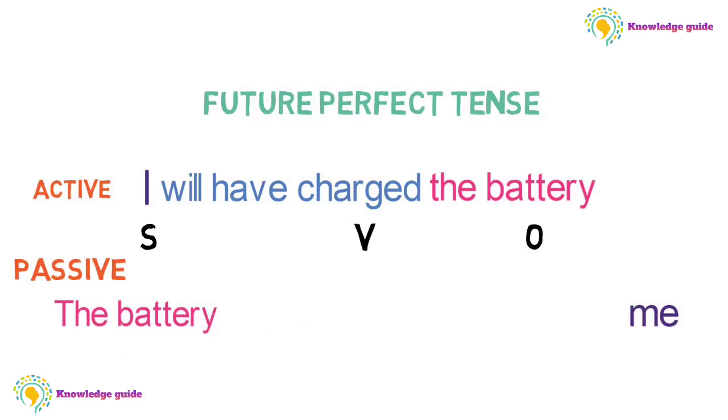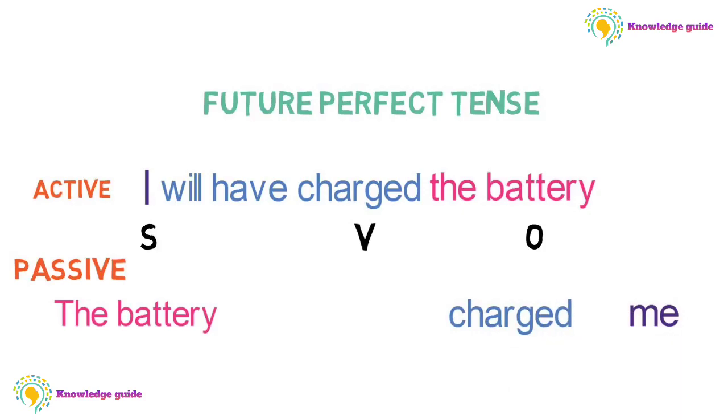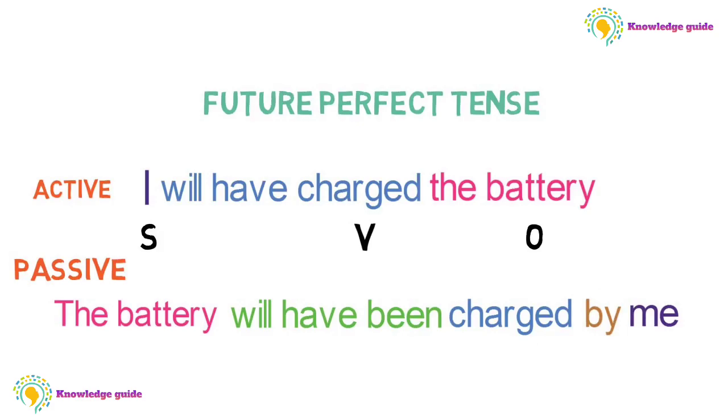And converting the main verb to the third form, it will be charged. Next, adding a suitable helping verb of to be, will have been. And lastly, we have to add a by before the subject. Thus, the passive sentence is: the battery will have been charged by me.